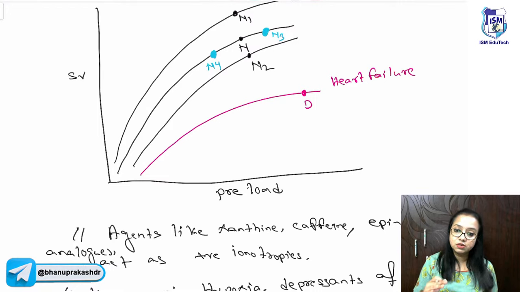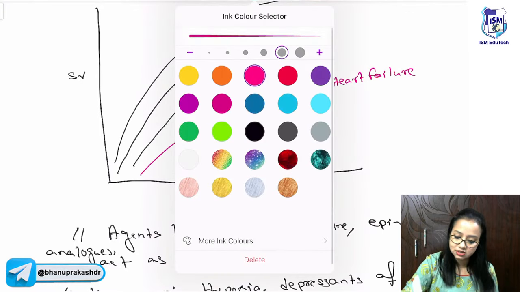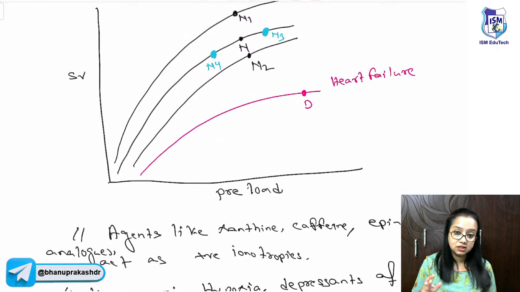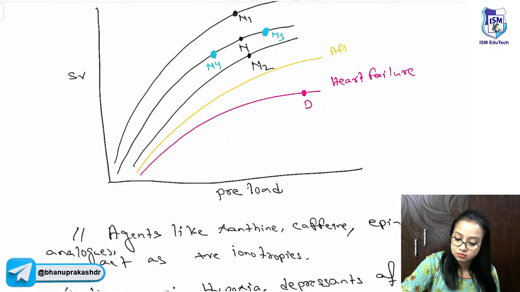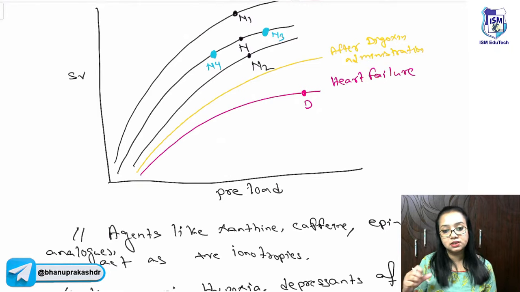Now, in this condition, what do we do? In a failing heart, to improve the contractility, we administer drugs like digoxin, so that the contractility increases. Just know the fact, it is just an orientation for you guys. When a drug like digoxin is administered, what happens? This failing heart curve moves slightly up, but it does not go back to normal. This is the curve after digoxin administration. So, digoxin, digitalis, this kind of drug, what do they do? They act as positive inotropes. They mainly increase the force of contraction.